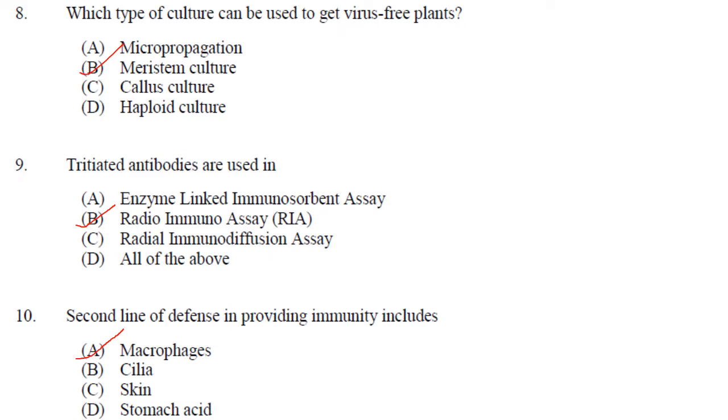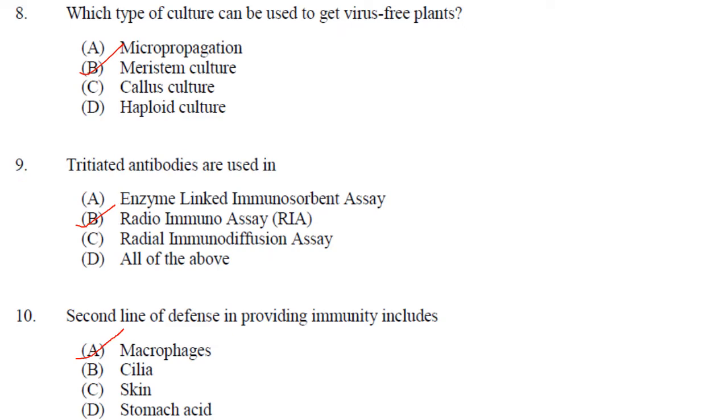Then titrated antibodies are used in. So what is titration? Titration is the process of identifying the correct concentration of antibody to use for any given assay. It is also used to ensure the antibody performs within acceptable parameters. The non-specific binding of antibody is also eliminated by optimizing the amount and concentration of the antibody. So the titrated antibodies are used in the case of radioimmunoassay or RIA.